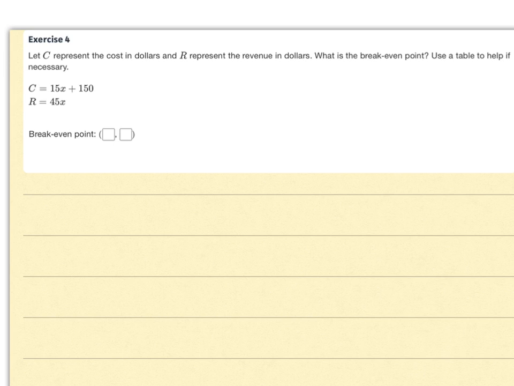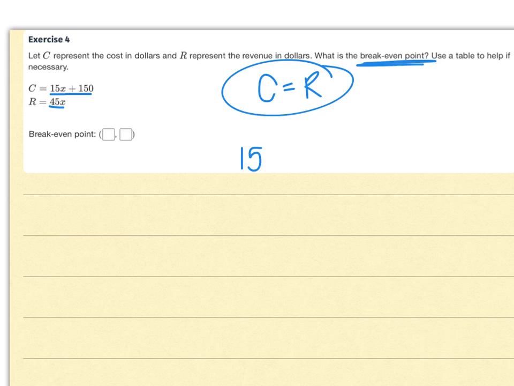Remember, the break-even point is when cost equals revenue. So if I want the cost to equal the revenue to find my break-even point, then I want whatever the cost equals, 15x plus 150, to equal whatever my revenue equals, 45x. So I'm just using substitution because C equals R. I'm using substitution to set those two expressions equal to each other.